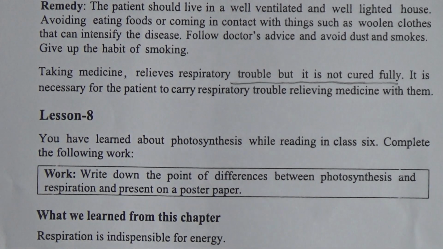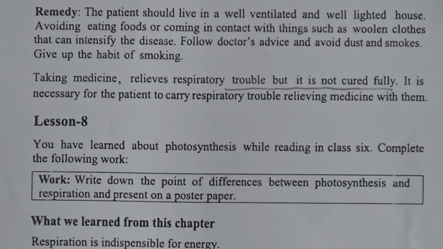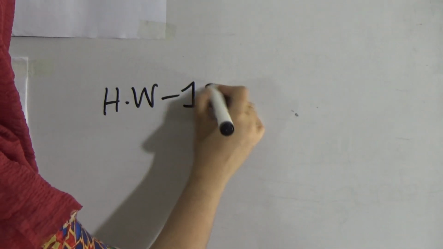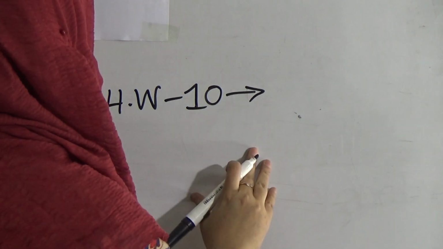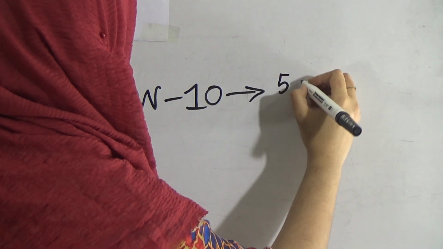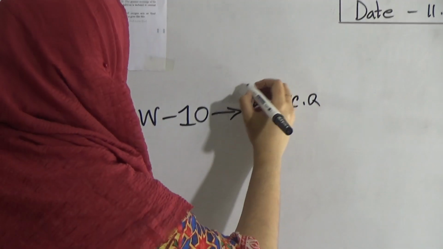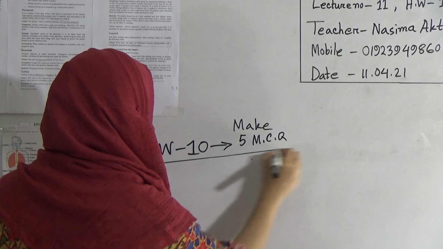So, dear students, I have finished today's topic. Now, HW. What will be your HW? Today's HW is number 10. Students, read these lessons carefully and make 5 MCQs from these lessons. It will be your HW.